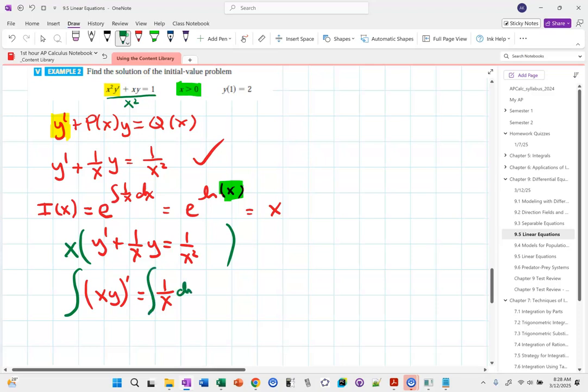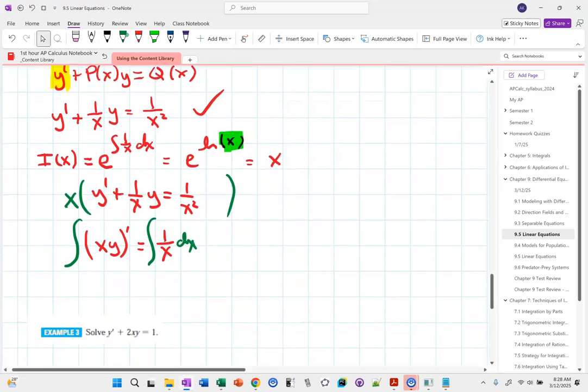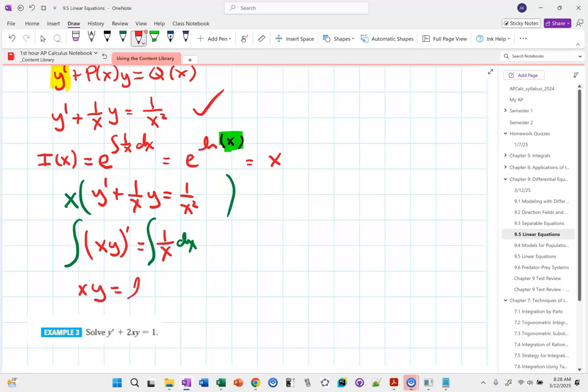Let's integrate both sides. On the left-hand side, the integral just cancels out the derivative. Again, the antiderivative of 1 over x is just natural log of x. I'll put the plus c over here. Again, I don't have to do the absolute value because x is greater than 0. Yes?